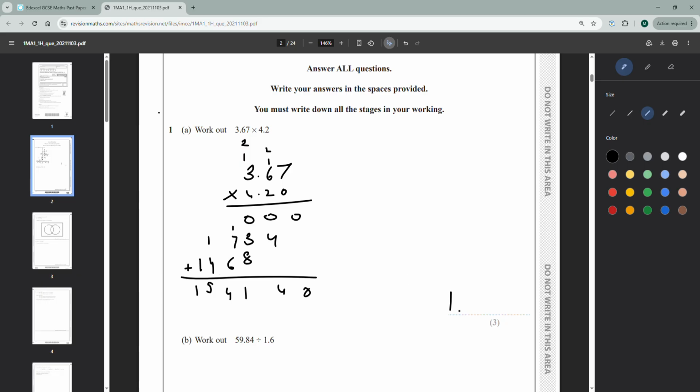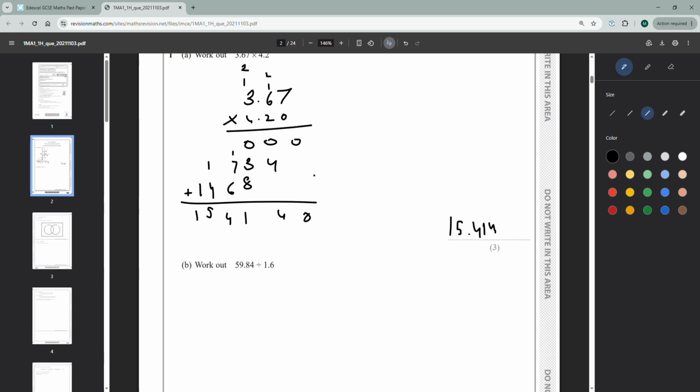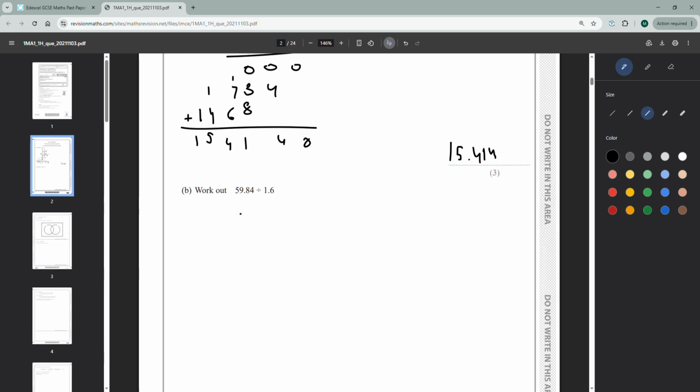Okay, so my answer is 15.414. I don't know if I'm right. I'm going to hopefully see the mark scheme later. But anyway, next one, 59 and okay this.